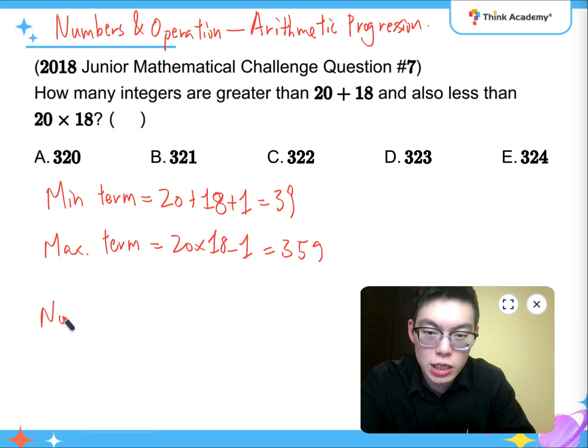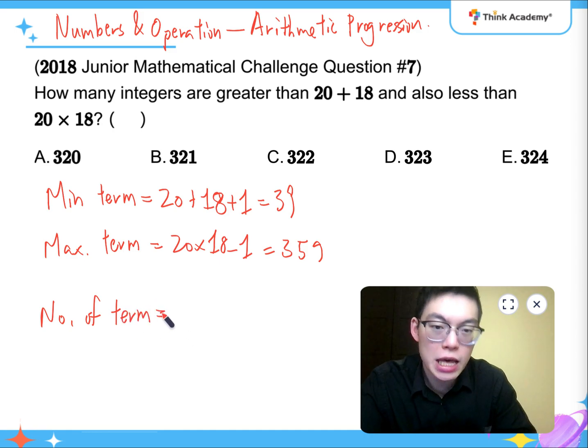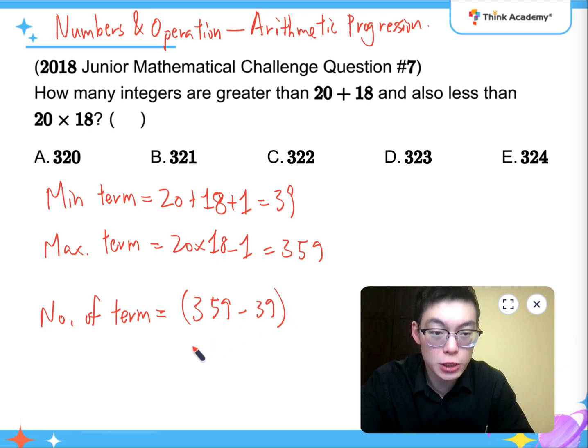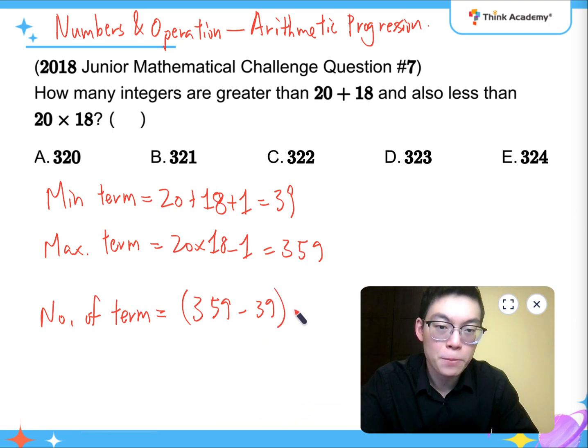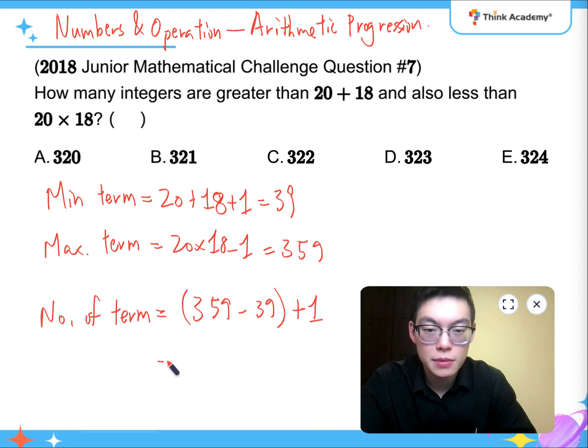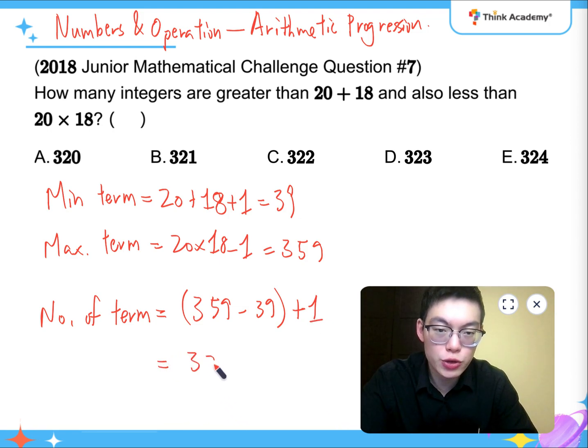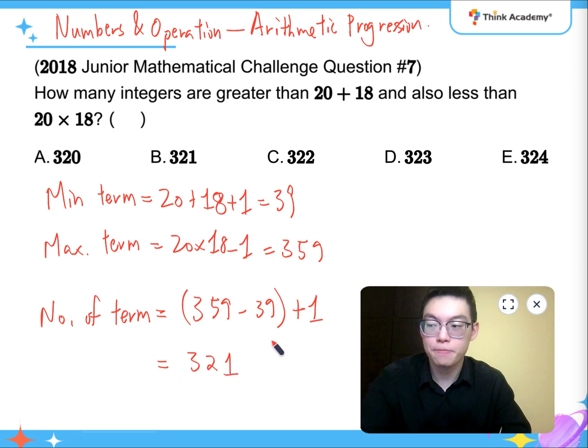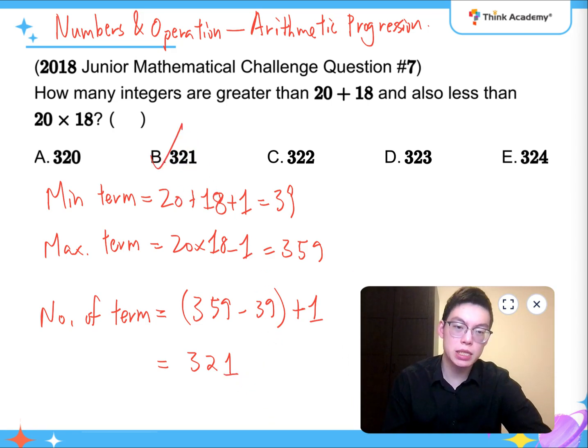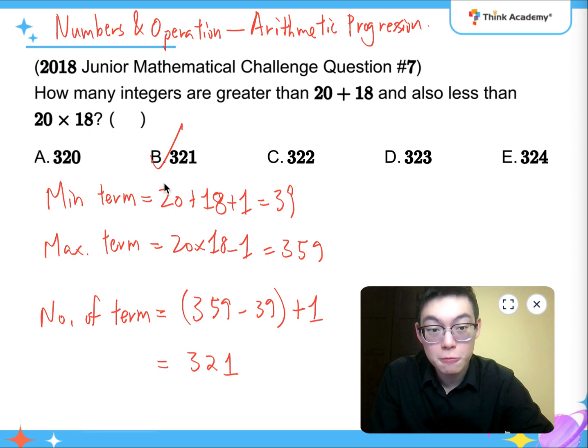And as for the number of terms, starting from 39, ending at 359, that's going to be the last term, take away the first term, divided by the common difference, which is 1, so we don't need to do anything there, and then adding 1. So that's going to be 321 as the answer. Okay, so B is going to be the answer for this question. Well, just make sure you know how to calculate the number of terms for an arithmetic progression. That is sometimes pretty useful.